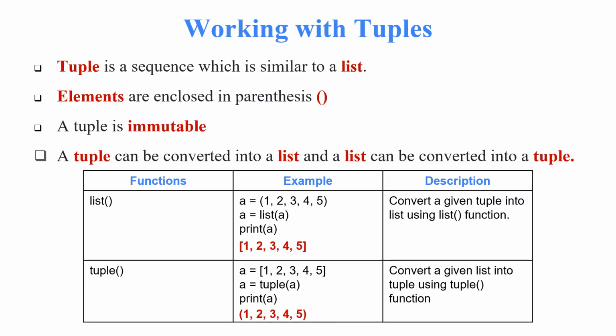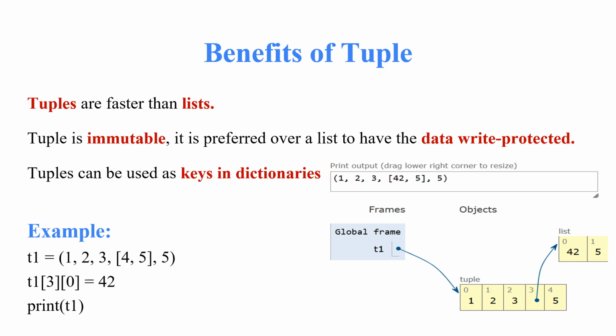Next, we will discuss the benefits of a tuple. Tuples are faster than lists. Tuple is immutable, so we can use tuples whenever we need write-protected data. Tuples can be used as keys in dictionaries because we know that keys in dictionaries are immutable. So you can always use a tuple as your key.